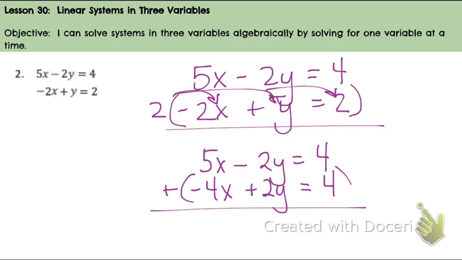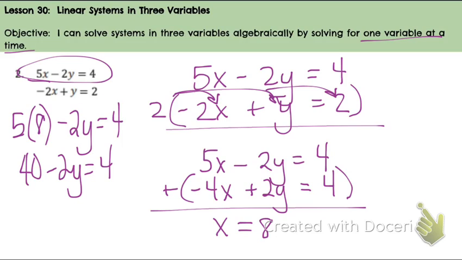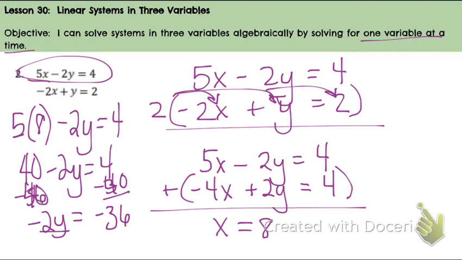Now I'm going to add these. So my y's will cancel out, and I get 5x plus negative 4x is x equals 8. So I just solved for the one variable. Now I'm going to plug it back in. Let's plug it into the first one. 5 times 8 minus 2y equals 4. 40 minus 2y equals 4. Subtract 40, whoops, got ahead of myself, from both sides, and you get negative 36 equals negative 2y. Divide both sides by negative 2, and you get y equals 18.